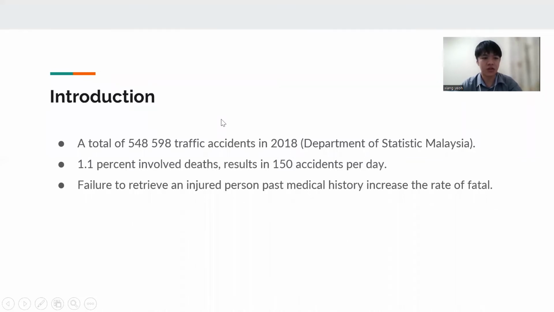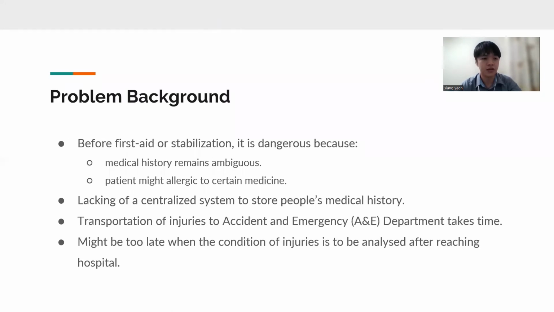There was a total of around 550,000 traffic accidents in 2018, and 1.1% of them involved deaths, which results in 150 accidents per day. The failure to retrieve an injured person's past medical history has increased the fatality rate. Before first aid stabilization is applied to the injured person, it's dangerous because the medical history of the person remains ambiguous and the patient might be allergic to certain medicine.